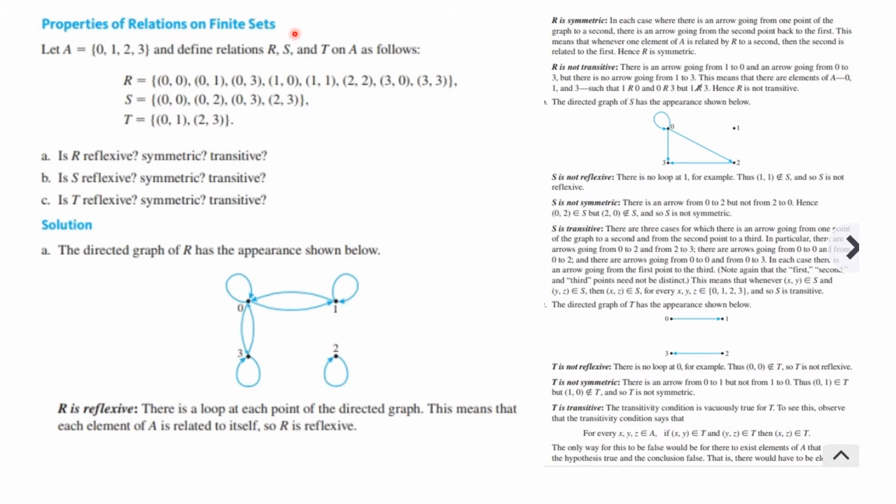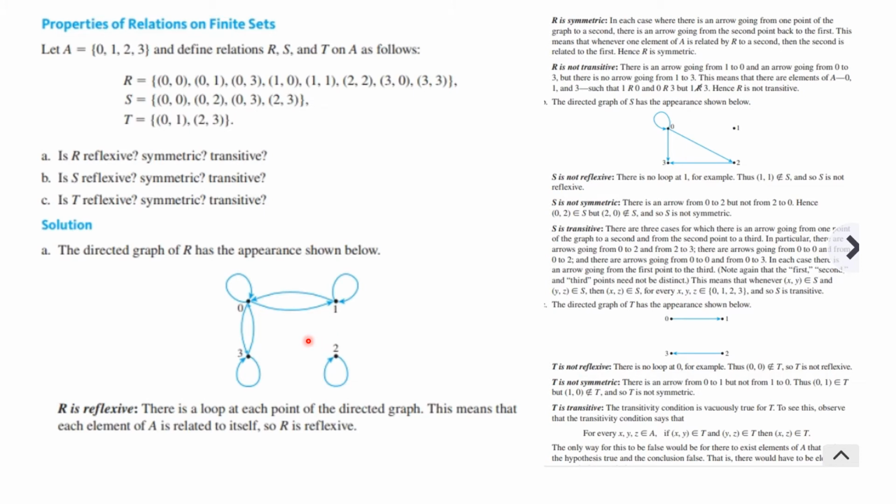Let's look at some additional properties of relations on finite sets. So suppose A is this, and we define relations R, S, and T on the set A as follows. So R is this set of ordered pairs, S is this set of ordered pairs, and T is this set of ordered pairs. And we ask the questions in turn. Is R reflexive, symmetric, and transitive? Is S symmetric, reflexive, and transitive? And is T reflexive, symmetric, and transitive?